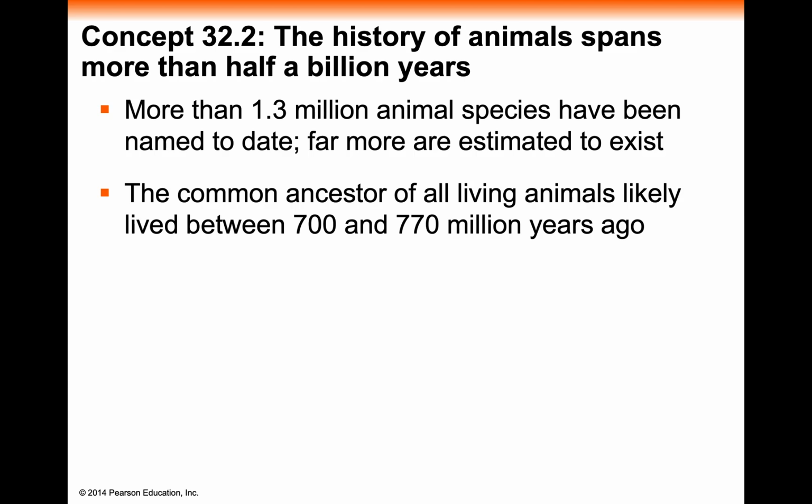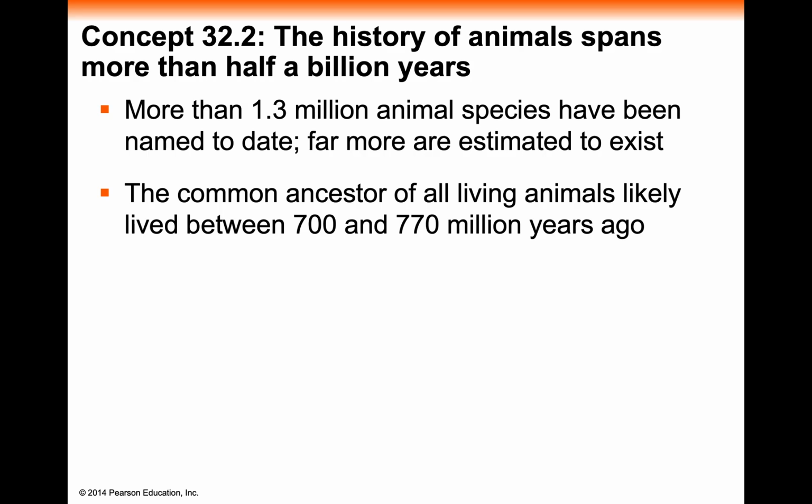More than 1.3 million animal species have been named to date. This is as of 2014. And far more are estimated to exist. Most scientists think at least 2 million, if not 3 million animals exist on the planet. And we might say, well, where are all these animals?